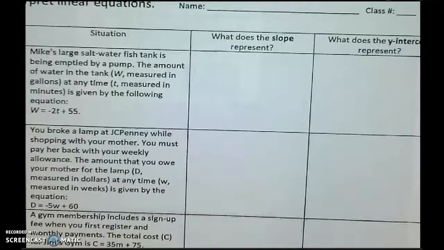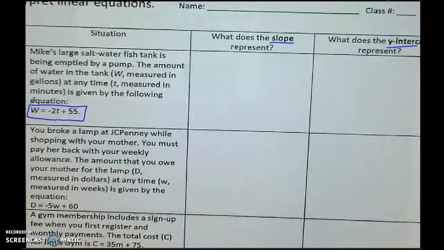Okay, so looking at our homework for tonight, you're looking at situations and determining what the slope means and what the y-intercept means. You have to interpret based on the situation to say what those numbers mean. Now, the equation is actually given to you, so you're not having to create the equation, you're just interpreting.